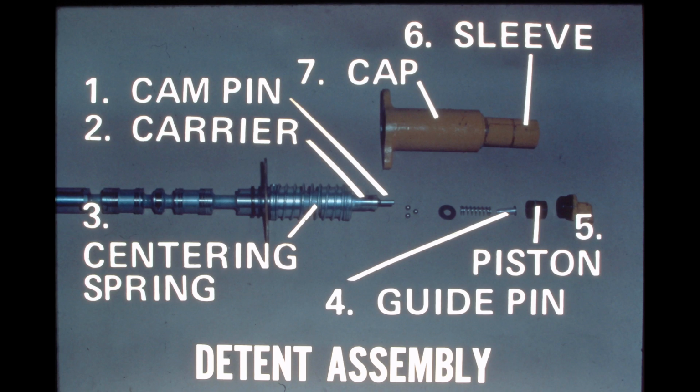The boom raise and bucket rollback detent positions can be overridden manually, and they are also equipped with an automatic air release mechanism. When air is applied to the piston, it moves the guide pin against the tip of the cam pin. This depresses the cam pin spring, releasing the balls from the groove, and allows the centering spring to move the spool back to the neutral or hold position.